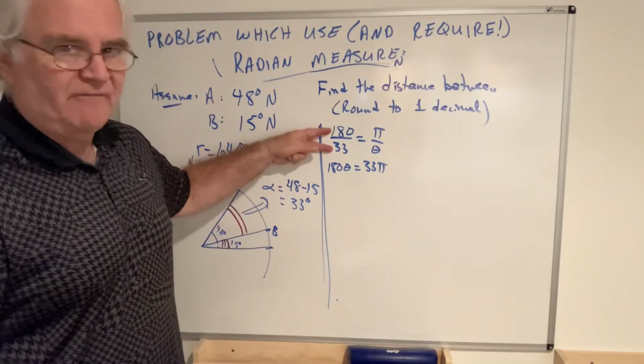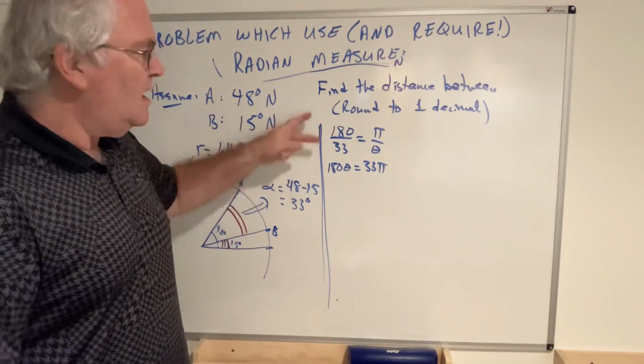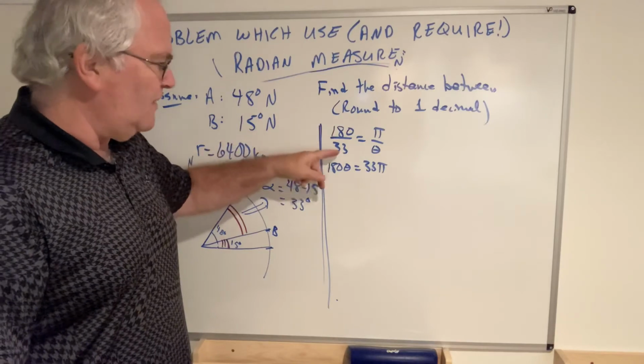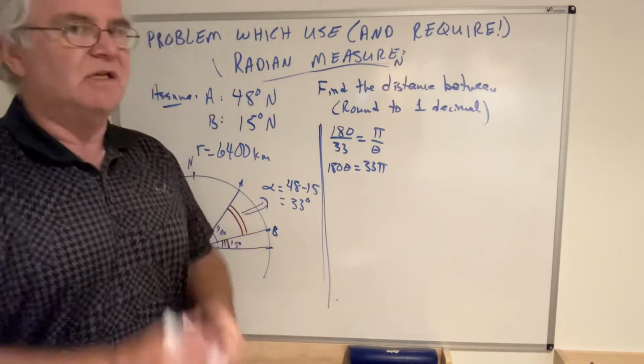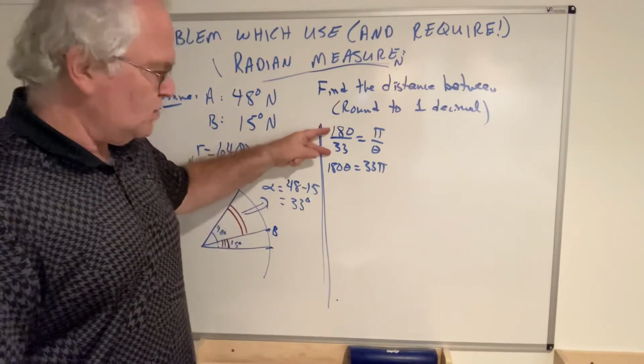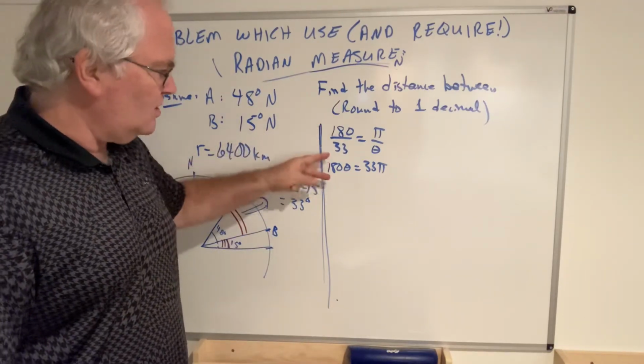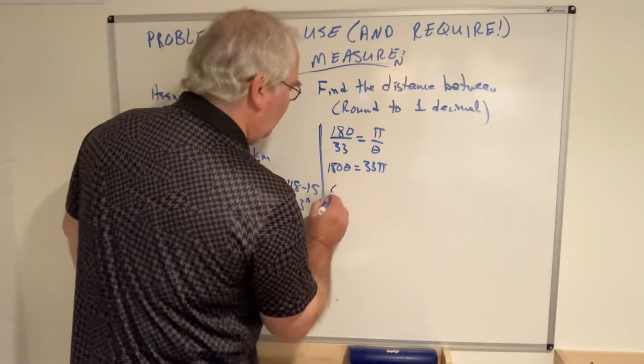I just set this up every time. That way I'm not taking any chances. It doesn't matter if you're given degrees and want to find radians, or given radians and want to find degrees. Doesn't matter what you're given, doesn't matter what you're looking for. This will always work. Set up the proportion, cross multiply, solve for the one you want.